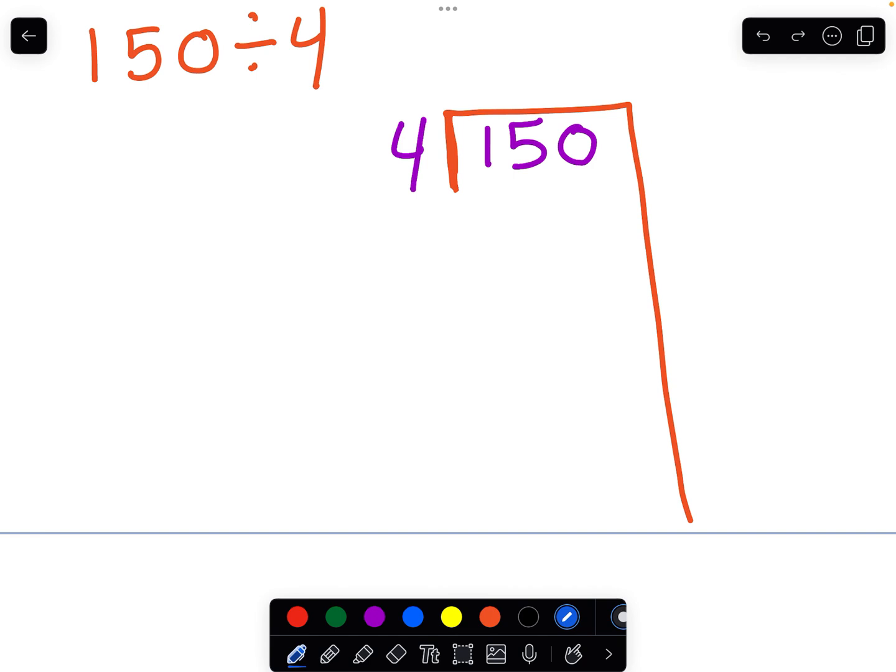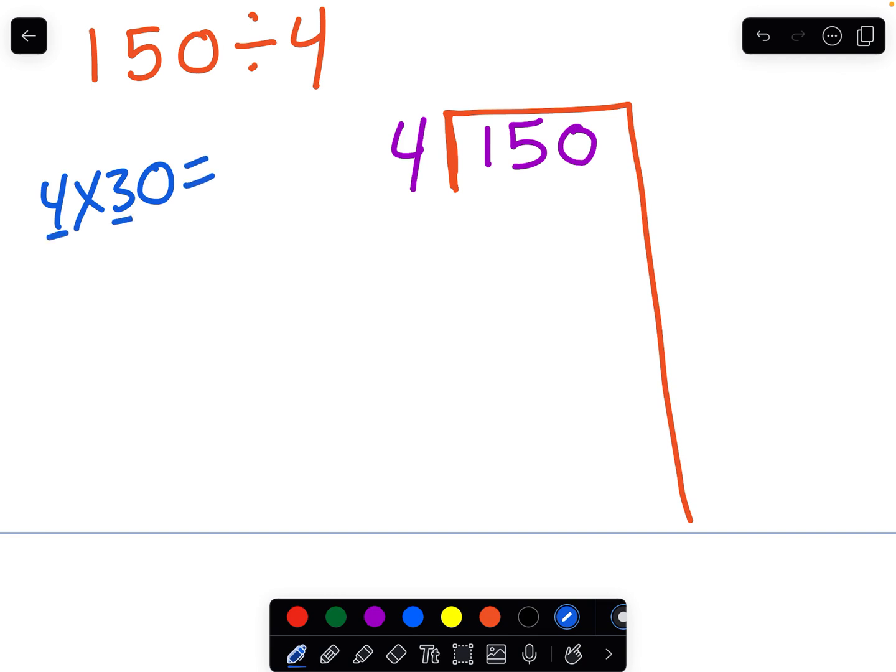If 4 times 10 is 40, 4 times 20 is 80, so we could do 20. And I could even go one more 10 more up. 4 times 30, I could say, and sometimes I write on the side when I really need to make sure I'm not going to make a mistake.